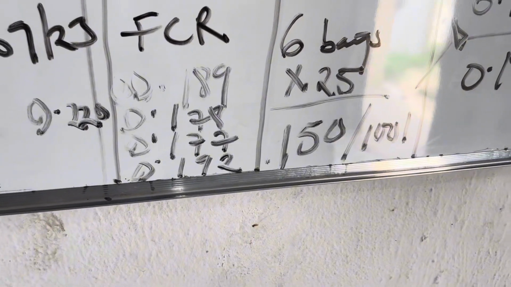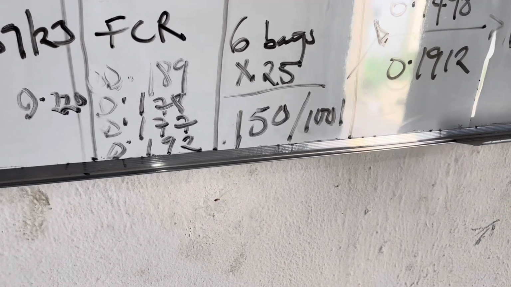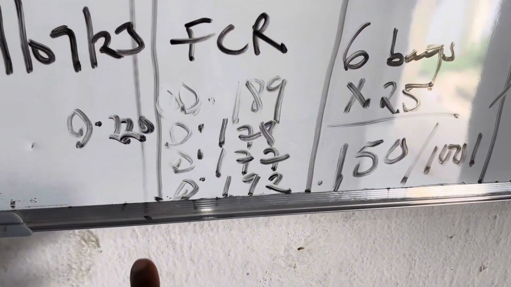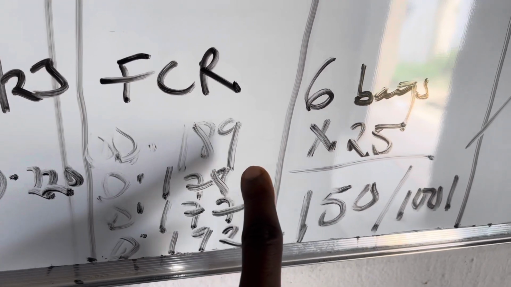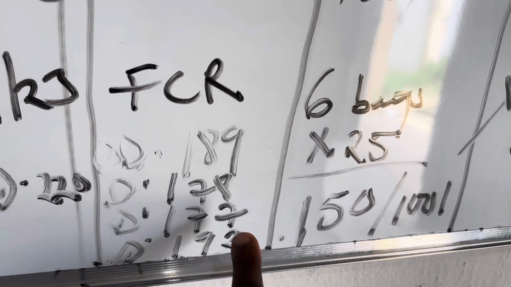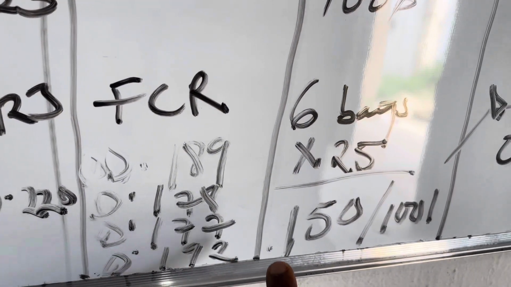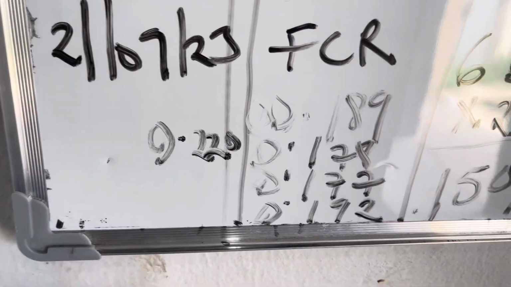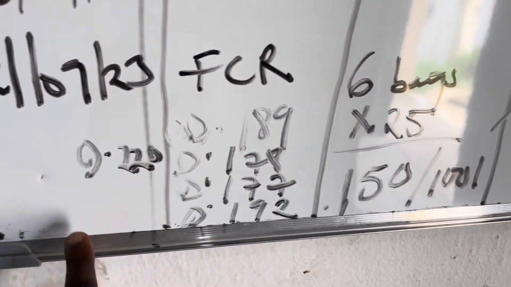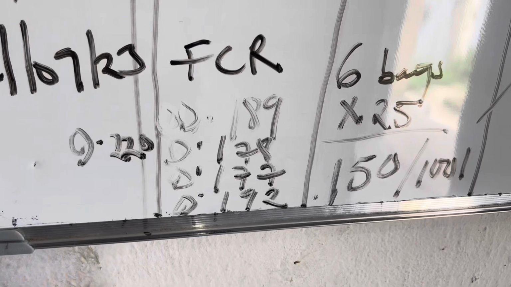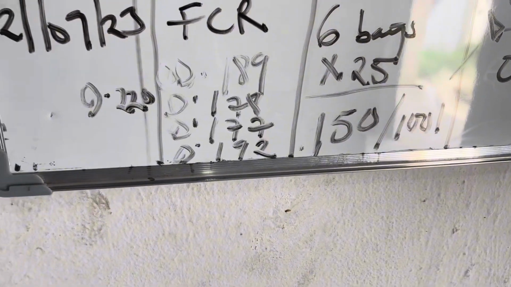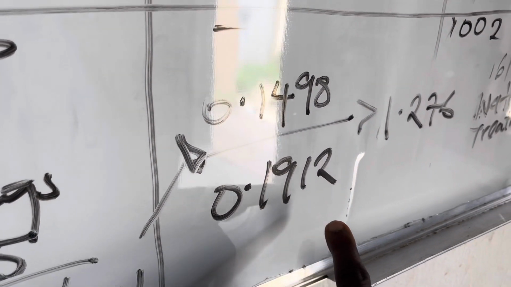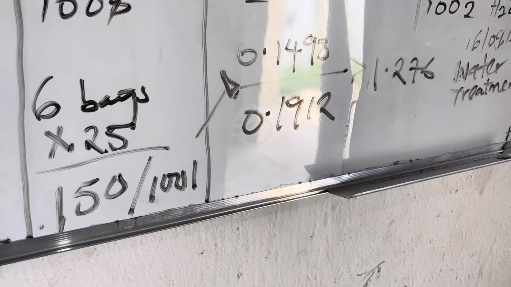You check their weight, what each of them weighs. So you can see one is weighing 0.189, one is weighing 0.178, one is weighing 0.177, one is weighing 0.192, one is weighing 0.220. So what you do is you add all these 5 together, and you divide by 5. When you divide by 5, you will have 0.1912. So that becomes your average weight.